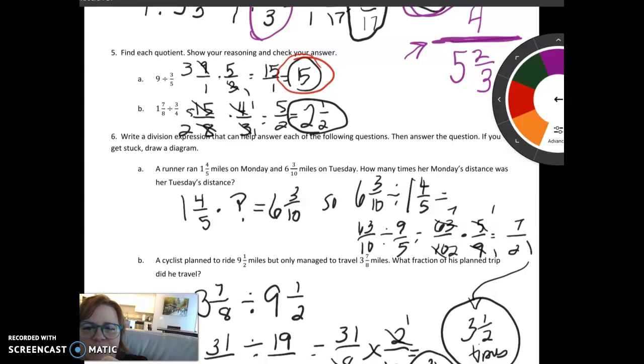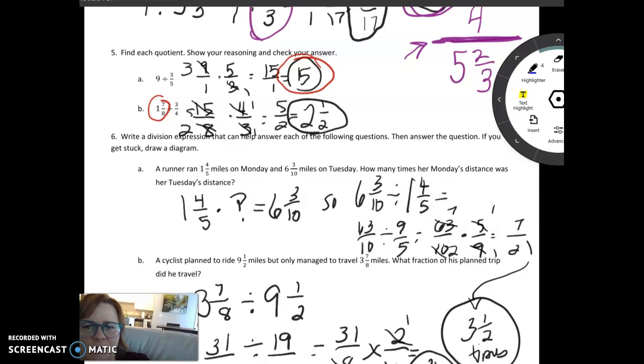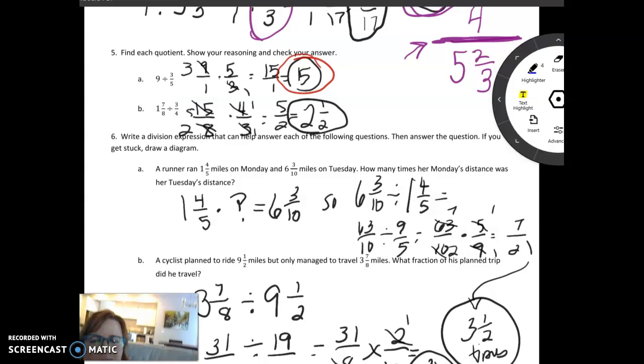1 7/8 divided by 3/4. Well, 1 7/8 is a mixed number, but as an improper fraction, that's 15/8. And then I'm dividing by 3/4, which is like multiplying by 4/3. So I did a lot of canceling of factors here because I know there's one group of 3 in 3, and 5 groups of 3 in 15. I know there's one group of 4 in 4, and 2 groups of 4 in 8. So I'm left with 5 times 1 and 2 times 1, or 5 halves, which is the same as 2 1/2.